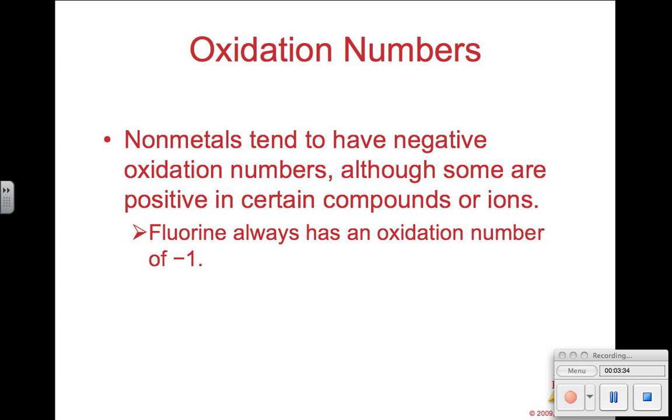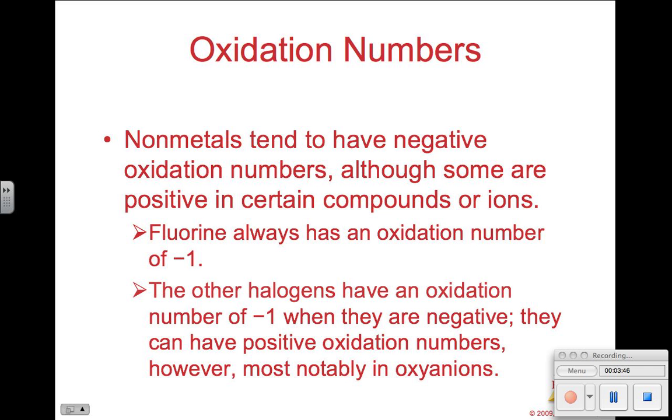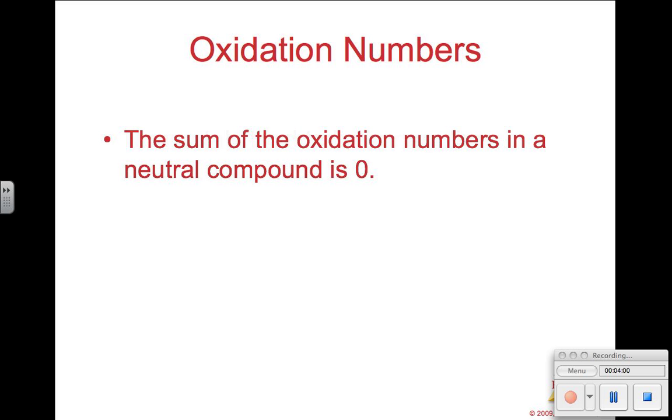Fluorine, part of the halogens, always has a -1 charge. The other halogens have an oxidation number of -1 when they are negative. They can occasionally have positive oxidation numbers, and that's most common with oxyanions, and we'll look at some examples of that in class. The sum of the oxidation numbers in a neutral compound is always 0.